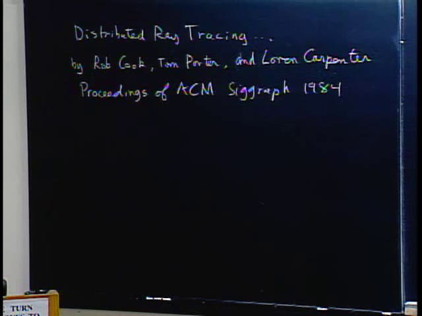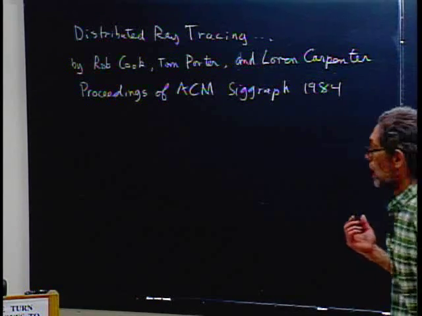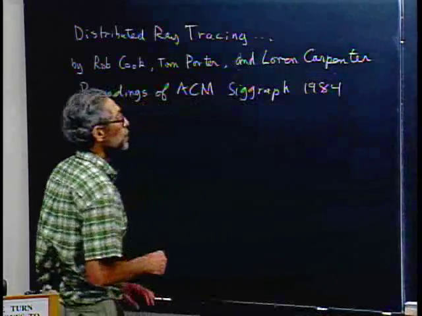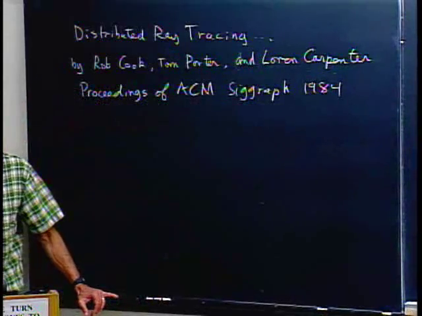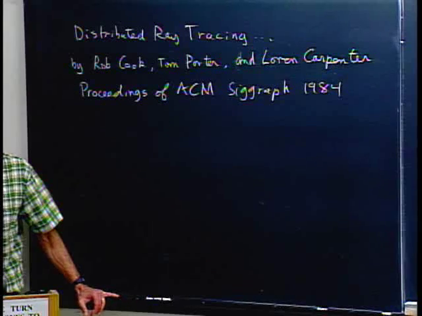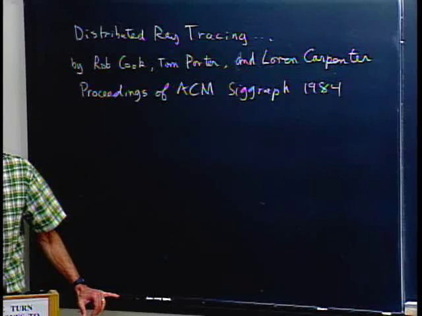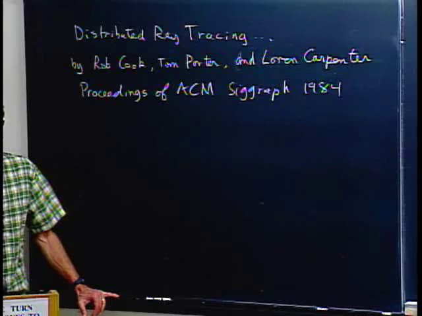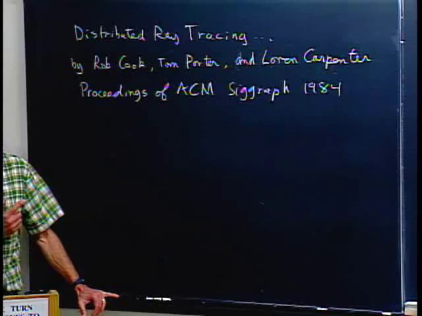Okay, so what I'm going to talk about is the distributed ray tracing paper by Cook, Porter, and Carpenter. It came out in the ACM SIGGRAPH proceedings in 1984, and I expect you to download a copy of that and read it. It was listed in the syllabus as the reading for today, and it's in the ACM Digital Library. Those weren't journal publications at that point.